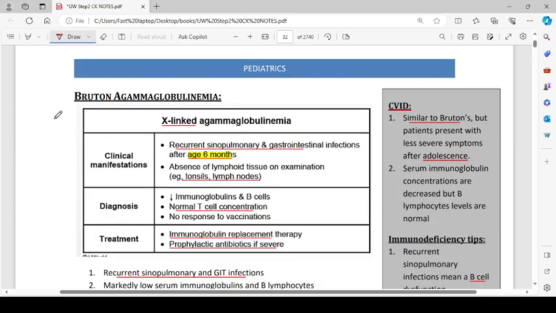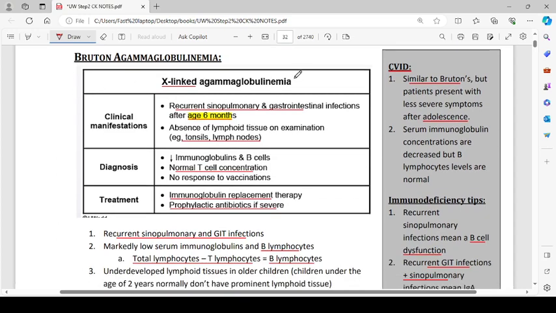So let's talk about Bruton's agammaglobulinemia. It is also called X-linked agammaglobulinemia. The clinical manifestations are recurrent sinopulmonary and gastrointestinal infections after the age of 6 months. Why after the age of 6 months? Because until that age, the maternal IgG circulates in the infant's blood. And after 6 months, when it starts fading out of the scene, the child starts developing recurrent sinopulmonary and gastrointestinal infections.